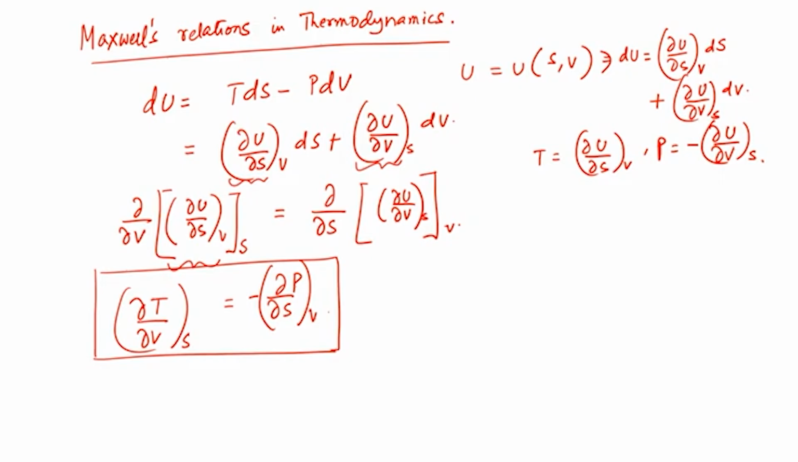Now, we shall use these relationships between the partial derivatives, and these will give rise to the Maxwell's relations. We will use different thermodynamic potentials in order to get these relations. Okay, so let us take the next one, which is the Helmholtz free energy.